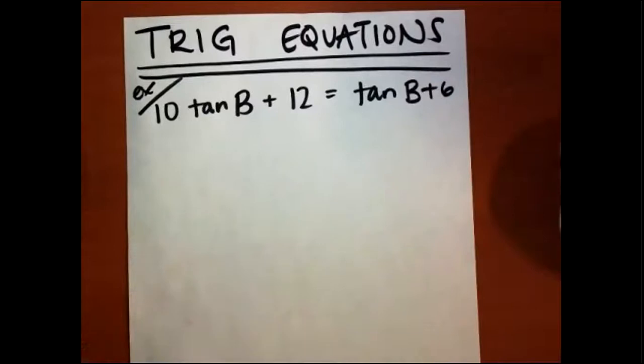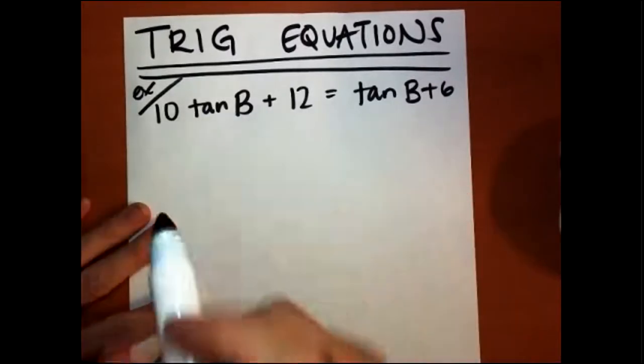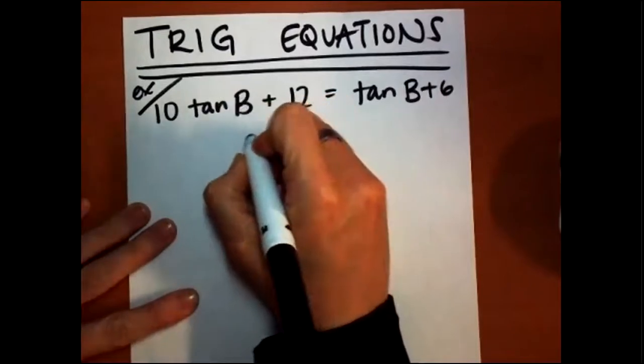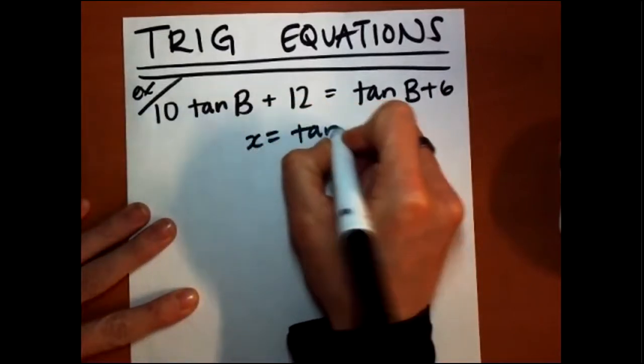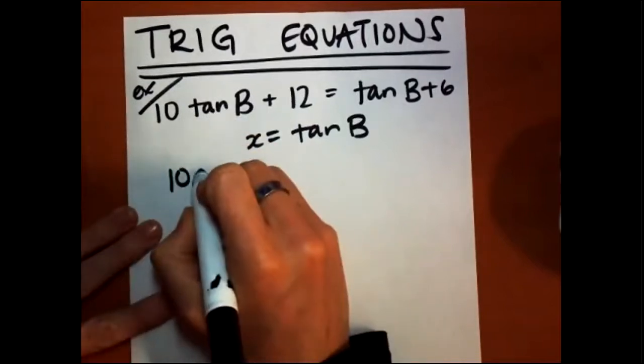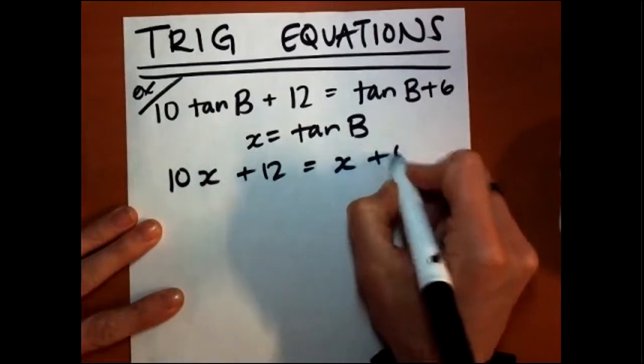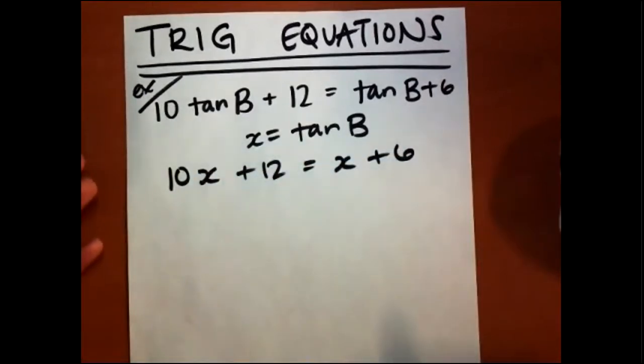Okay, so at first blush, this might look a little bit gnarly, but we're going to treat this tangent of B as though it was an x. So we're going to say x equals tangent of B. So let's rewrite this equation. 10x plus 12 equals x plus 6. Well, this is a lot easier.